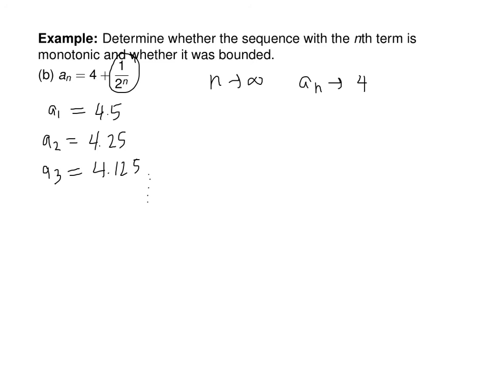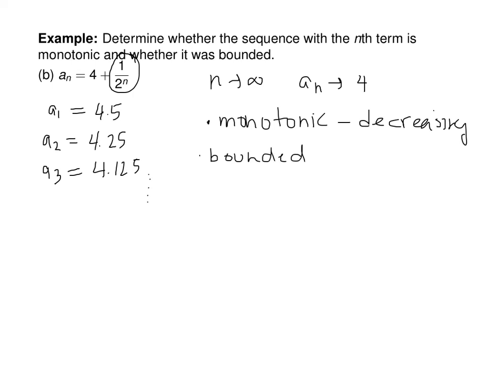And as you can see from the list of our terms, successive terms are going to keep getting smaller. So this sequence is monotonic. Officially, you could say that it is decreasing. And it is bounded, and we could say above by 4.5 and below by 4. All the terms are in between 4.5 and 4.